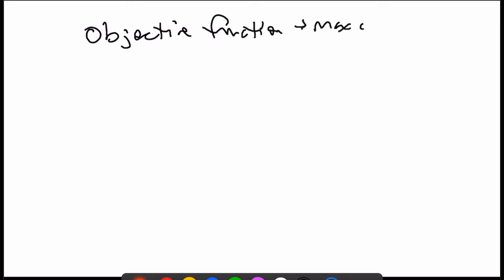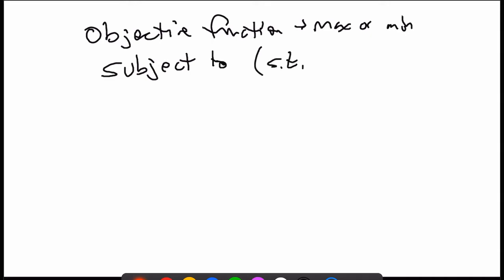So we're always going to have an objective function that we're going to try to max or min. And then we're going to say subject to, and we don't write that out. We just write out ST constraint. Now you can have more than one constraint.